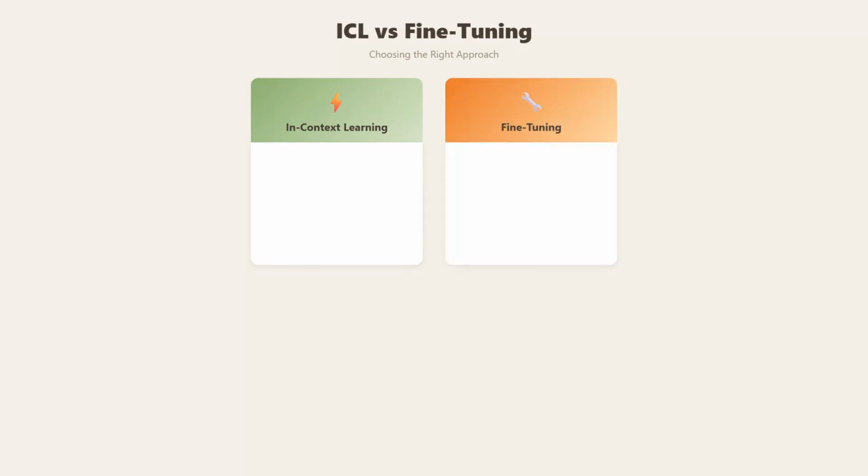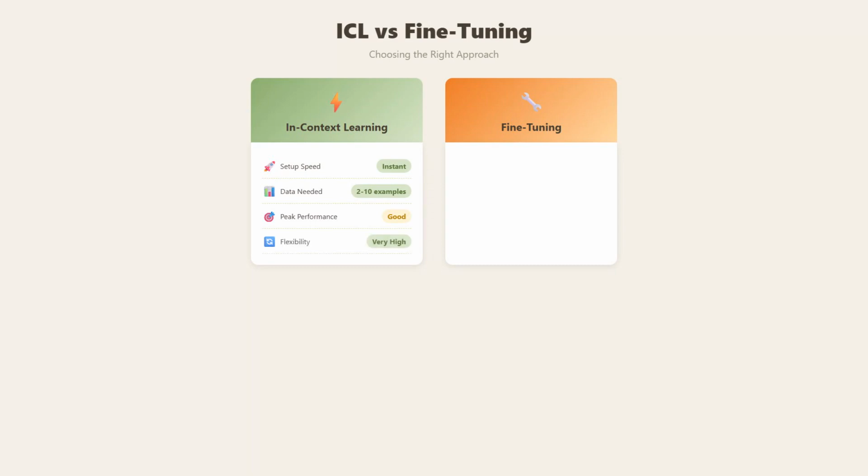Let's compare in-context learning with the traditional approach of fine-tuning. When should you use each? In-context learning shines in several areas. Setup speed is instant. You just write a prompt and go. Data requirements are minimal. Just 2 to 10 examples typically suffice. And flexibility is very high because you can switch tasks just by changing the prompt.